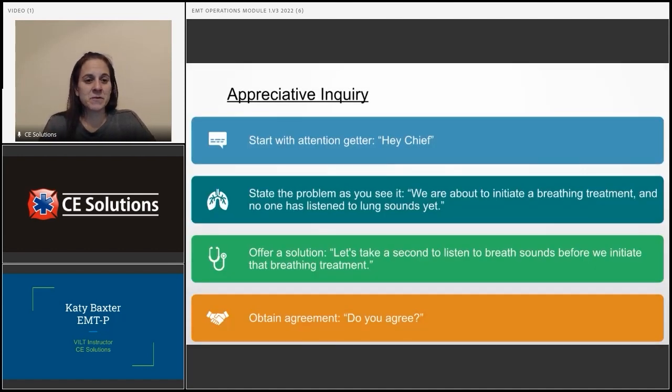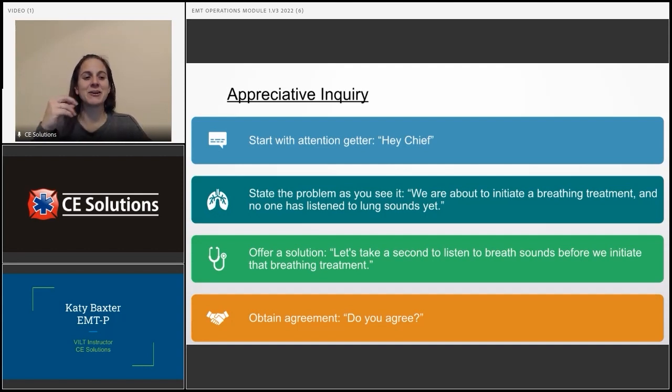Here are some examples. This one's great. Hey, chief, right? Like I'm going to start with, hey, chief. Maybe my peer, but not my chief. But saying, chief, it's an attention getter. State the problem as you see it: we're about to initiate a breathing treatment and no one has listened to lung sounds yet. Pretty common, right? How often do you listen to lung sounds? How often do you forget to listen to lung sounds?